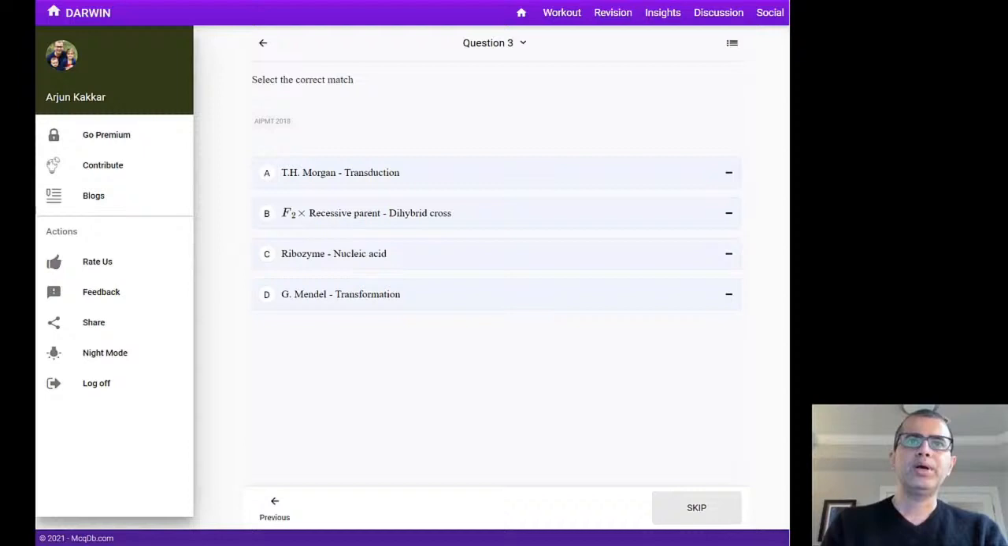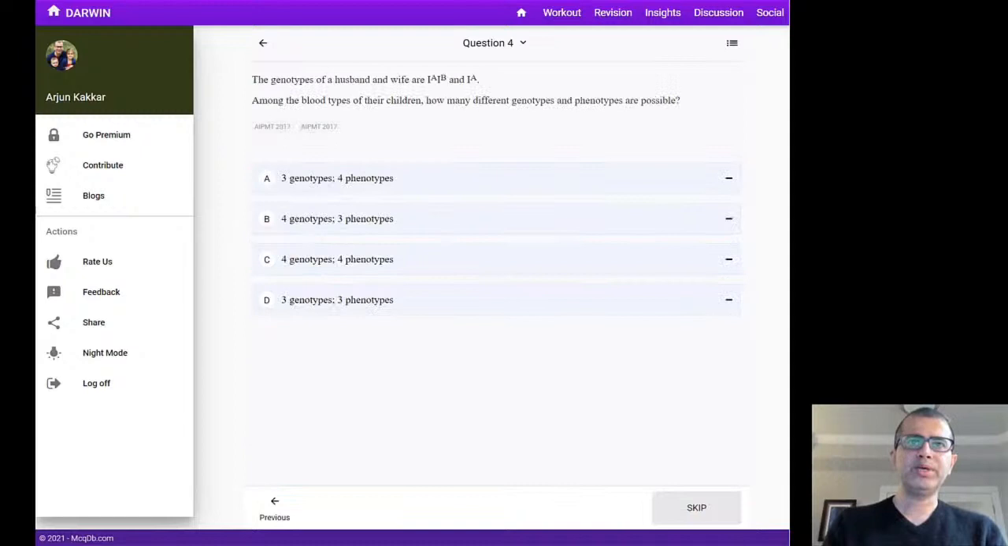Now let's look at this one. Select the correct match. What could it be? T.H. Morgan, not transduction. G. Mendel, transformation. That's not correct. Ribosome is a nucleic acid. I'm pretty sure this is the right answer. So just move on from here.